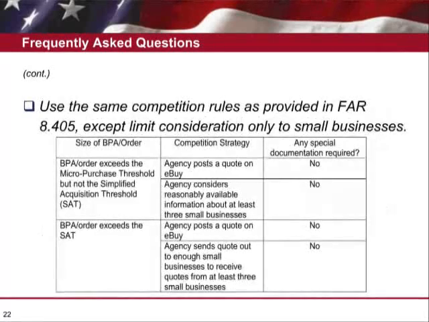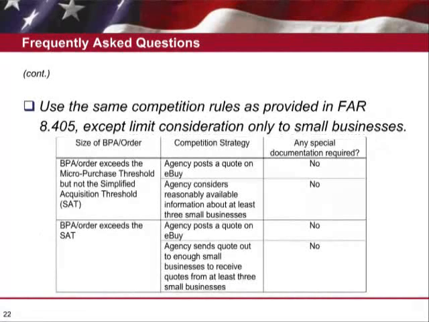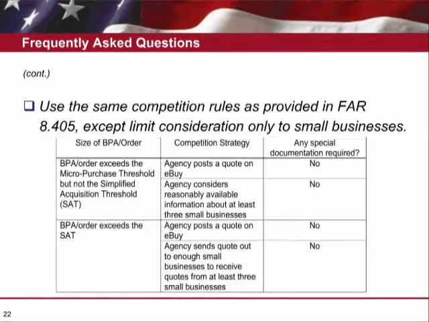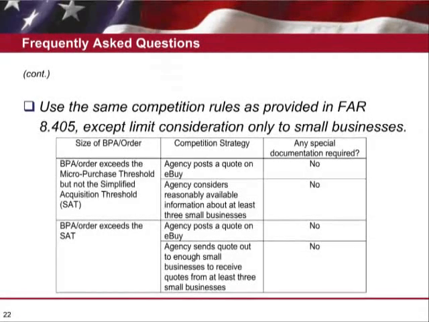And the last step is use the ordering procedures that are in 8.405. So on your order in your RFQ that doesn't exceed the SAT, you can post your RFQ to eBuy or consider 3 small business schedule contractors. For RFQs that exceed the SAT, simplest thing would be post your RFQ to eBuy. Or you can take the other route of sending it out to enough small business schedule contractors where you receive at least 3 back.